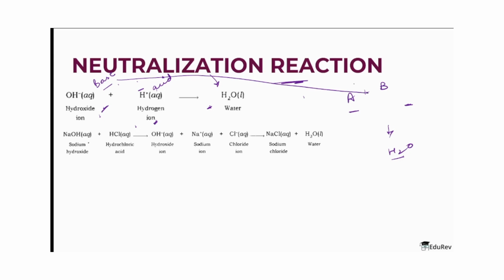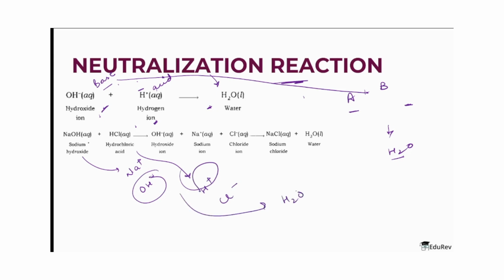My neutralization reaction. Now, when sodium hydroxide, which is a base, reacts with hydrochloric acid, sodium hydroxide dissociates into Na positive and OH negative, correct? And HCl dissociates into H positive and Cl negative. So obviously OH and H are going to react to form water.